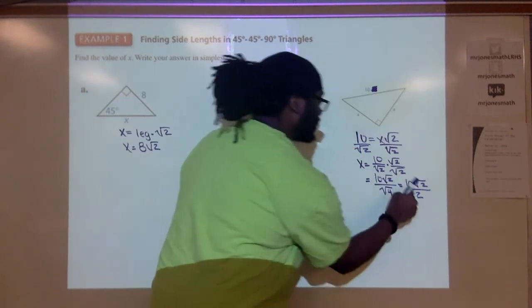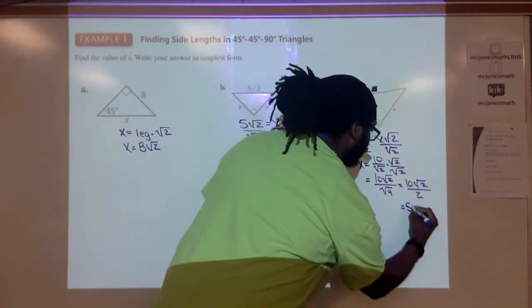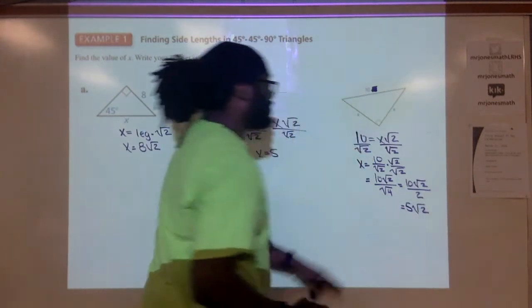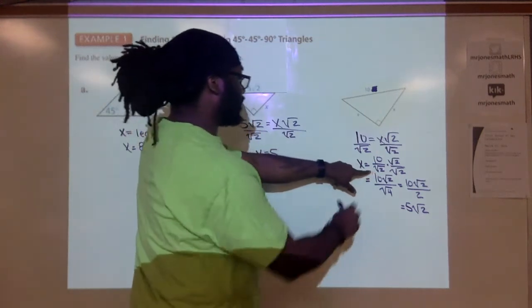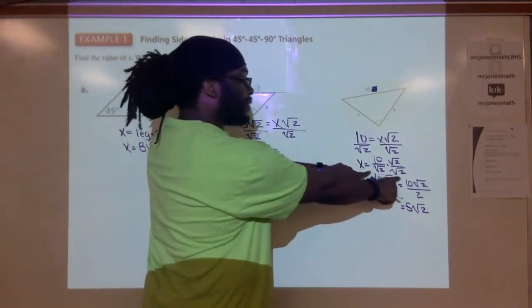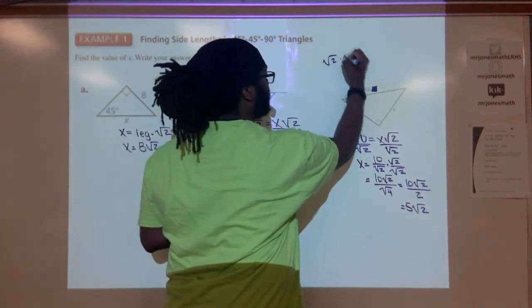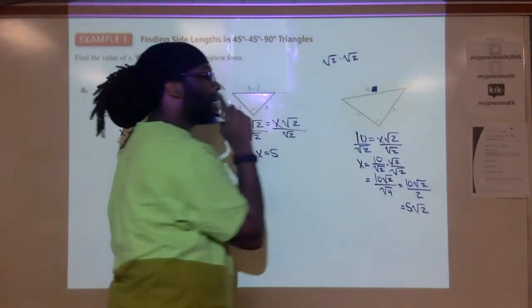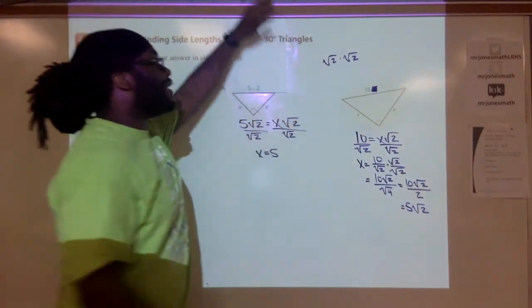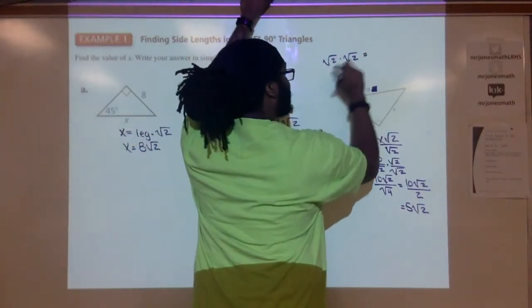And we can simplify 10 over 2 as 5 square root of 2. Now back to this rationalizing of the denominator. There's a lot of ways you can look at the square root of 2 times the square root of 2. The reason why we multiply by itself is that it cancels out the radical.